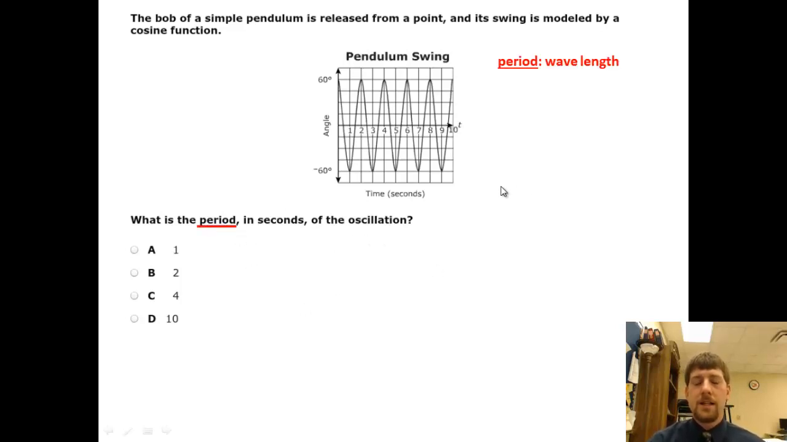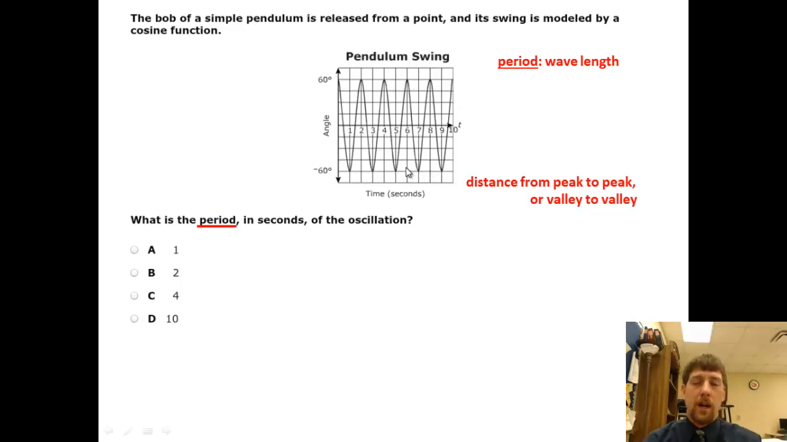Well, period is the wavelength. That's how wide one cycle is. How wide until the pattern starts to repeat. So distance from peak to peak or valley to valley. Those are the easiest points to identify typically. Where are my high points? Where are my low points?